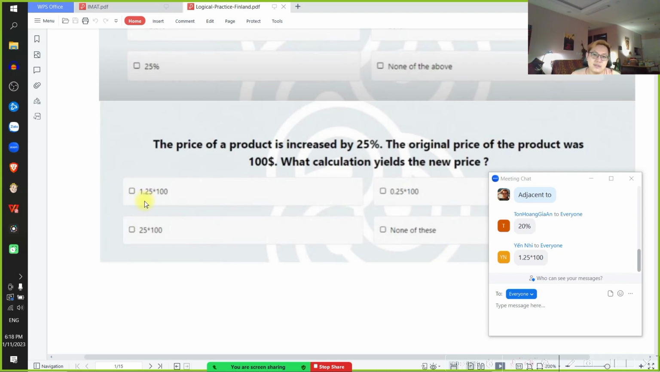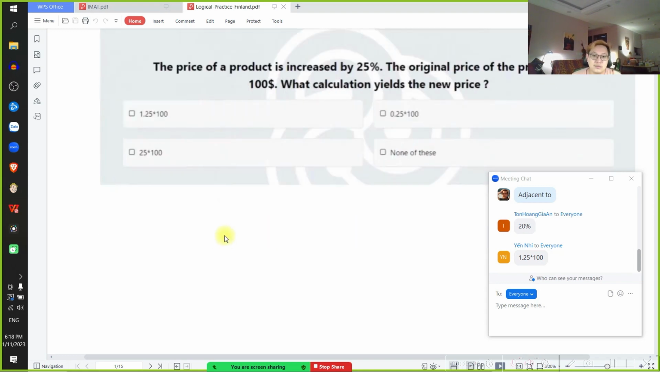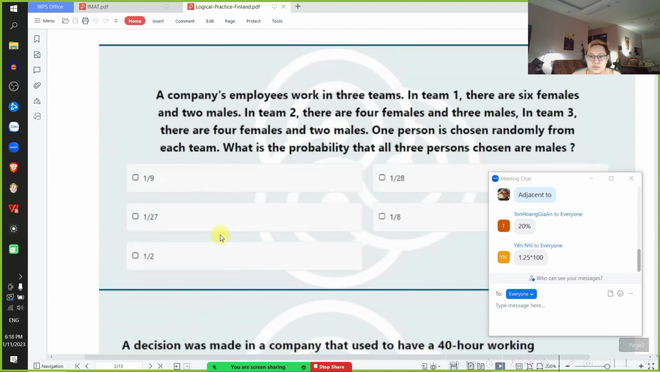Một cái sản phẩm nó gia tăng giá một khoảng là 25%, tức là cái giá mới nó sẽ là bằng 125% của cái giá cũ. 125% tức là 1.25 nhân cho 100. Ok. Alright, so this one. Okay, let's do this one next.